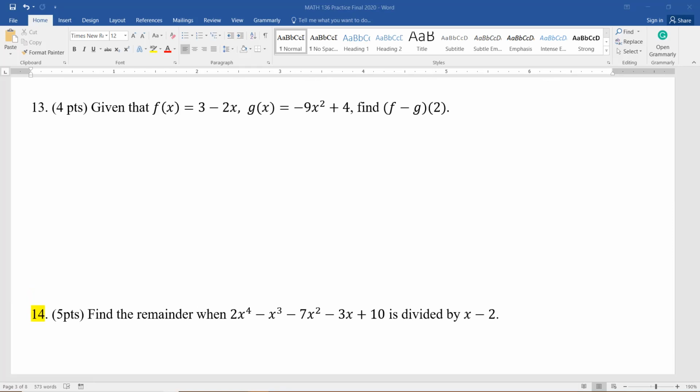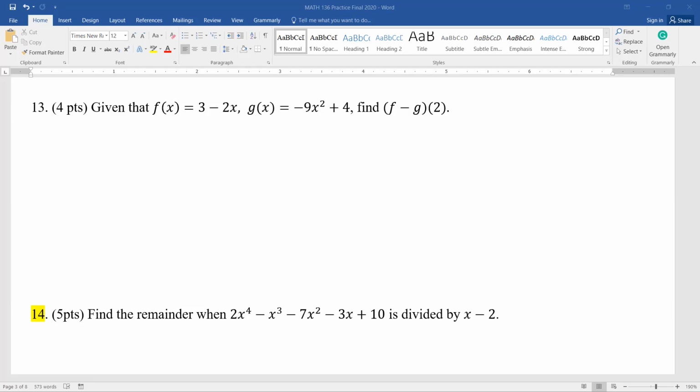Question 13, we are given f of x and g of x, and then we're asked to find f minus g of 2. The first thing I'm going to do is find f minus g of x. So I'm going to take f of x minus g of x. So that would be 3 minus 2x for f of x. And then be careful when you subtract g of x, you're going to subtract both terms. That's why I put it in parentheses.